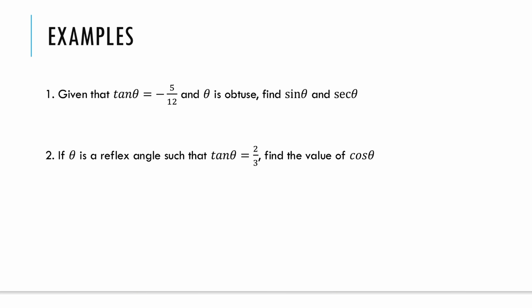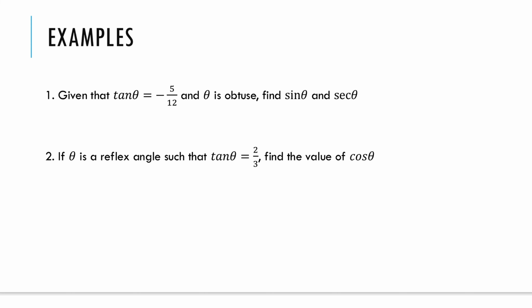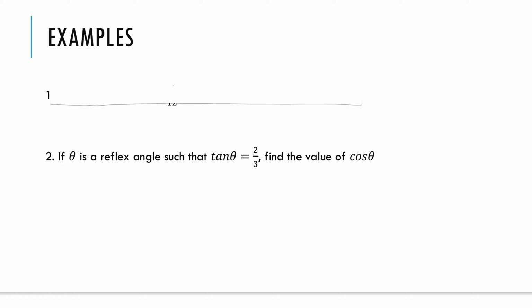So now let's have a look at a similar question. I'm just going to wipe this bit out here, so that we can just focus on this one. It says, if theta is a reflex angle such that tan theta equals 2 over 3, find the value of cos theta. So I'm going to draw up my unit circle. My first bit of information is that theta is a reflex angle. So that means it's either sitting in this quadrant or in this quadrant here.